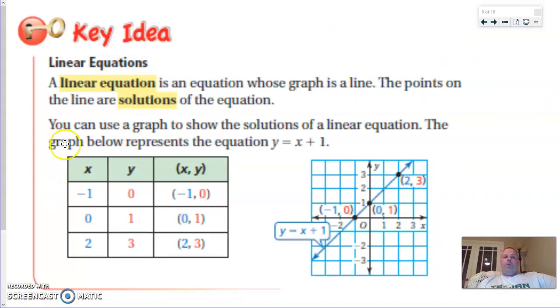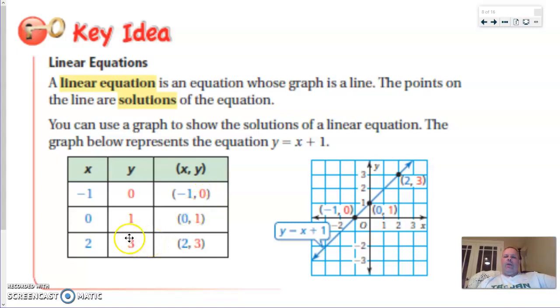So our key idea: a linear equation is an equation whose graph is a line. It has to be a straight line. The points on the line are the solutions of the equation. So you can use this graph below to show the solutions of a linear equation. The graph below represents y equals x plus 1. So when x is -1, if I put that in here, I get 0. If it's 0, I get 1, and if it's 2, I get 3.